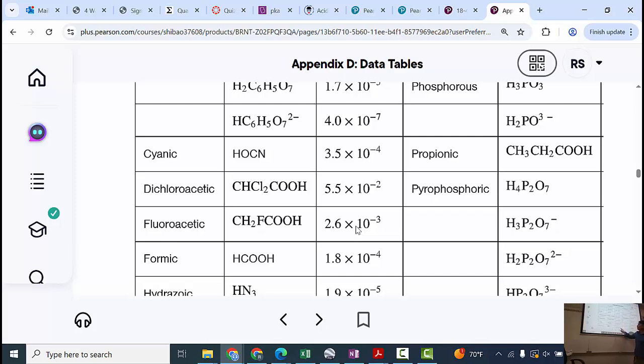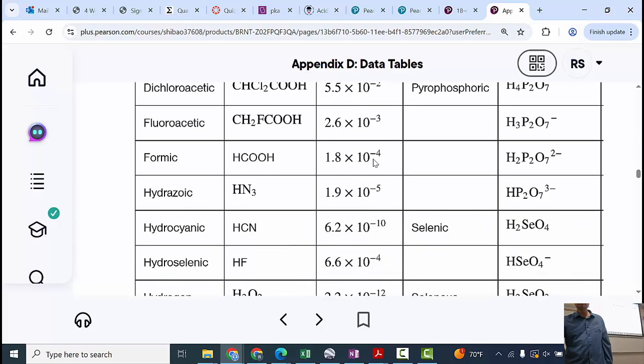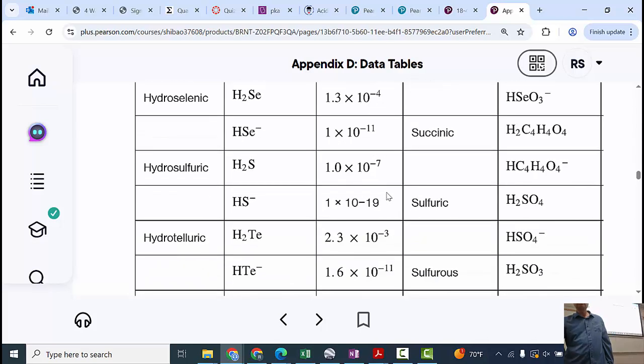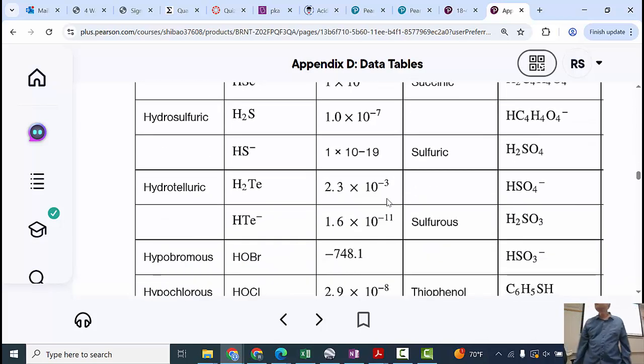4, 5. So I'm looking for anything, 10 to the minus 6, 10 to the minus 7, 10 to the minus 8. Anything close to that. Ooh, this looks perfect. Here. Hydrosulfuric acid looks perfect. A 50-50 mix of hydrosulfuric acid with hydrogen sulfide ion would make a pH 7.00 buffer.